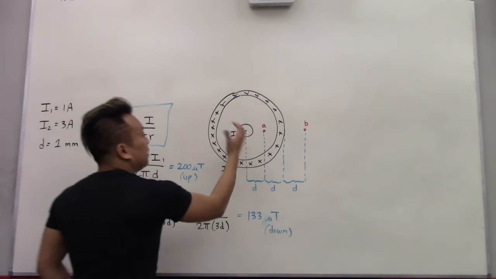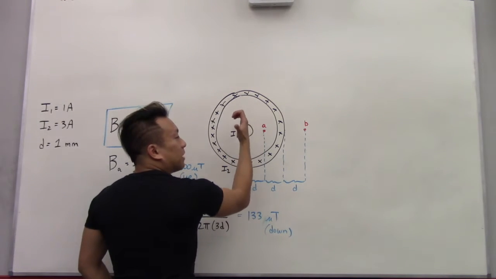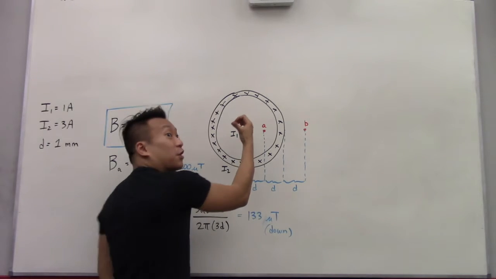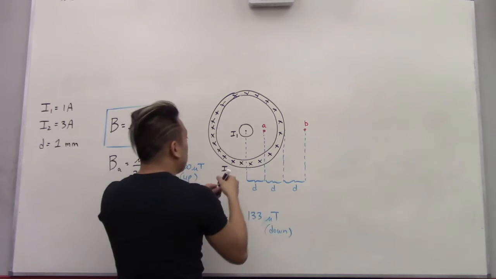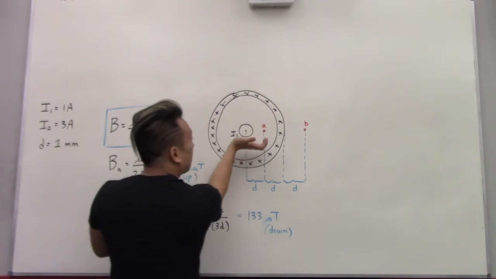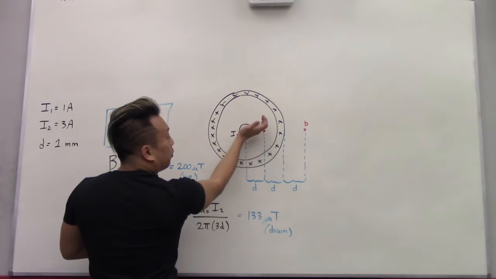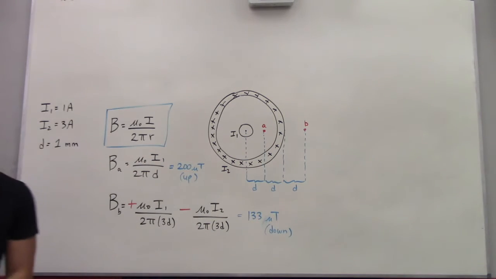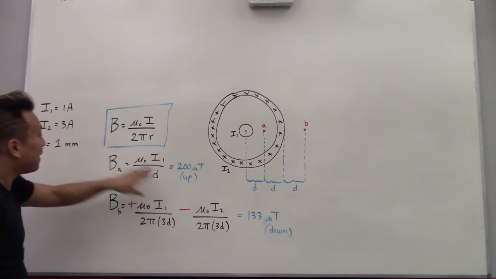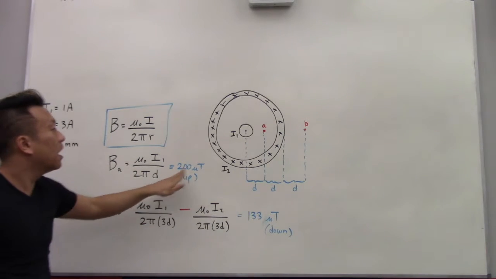You see that if I use my right hand, if my thumb is the direction of the velocity of the charges, or the current, it would go this way, so my fingers would be in a circle like this, and so when I come here, that part of the circle would make the field at point A point up. So that's how I determine that it's going to go up. When you plug in the values, you're going to get 200 microteslas up.